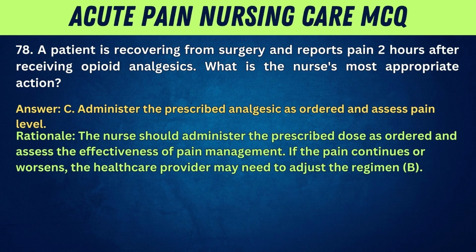Answer. C. Administer the prescribed analgesic as ordered and assess pain level. Rationale. The nurse should administer the prescribed dose as ordered and assess the effectiveness of pain management. If the pain continues or worsens, the healthcare provider may need to adjust the regimen.